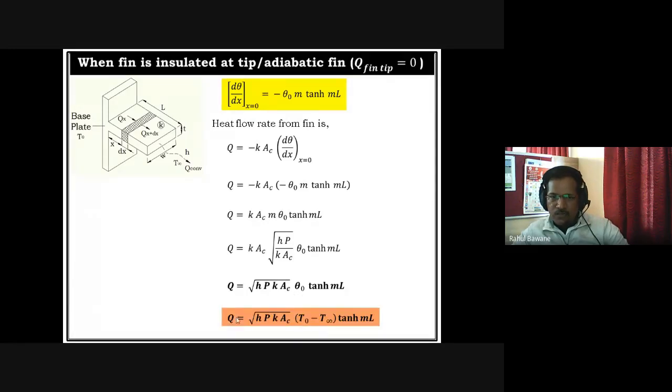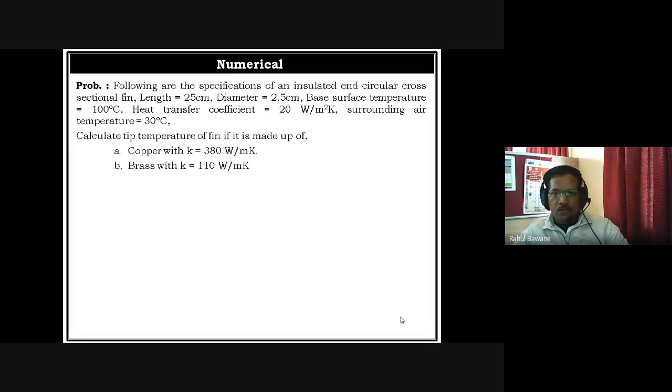If we replace theta 0 in terms of temperature, then Q will be h P k A cross-section (T0 minus T infinity) tanh ml. So we will see one numerical, and that will be the end of today's lecture.